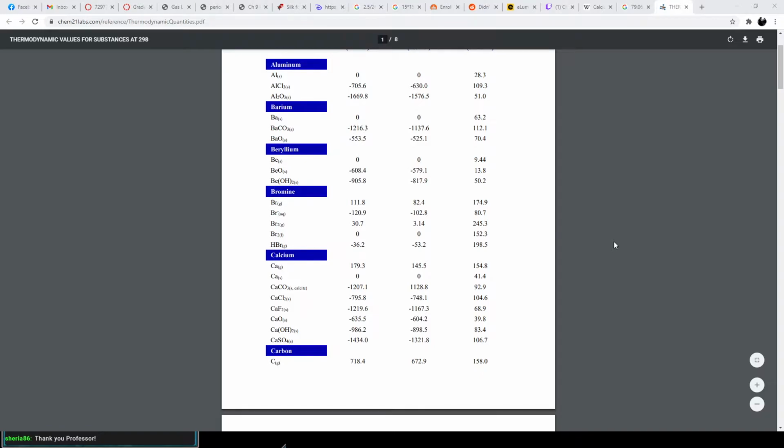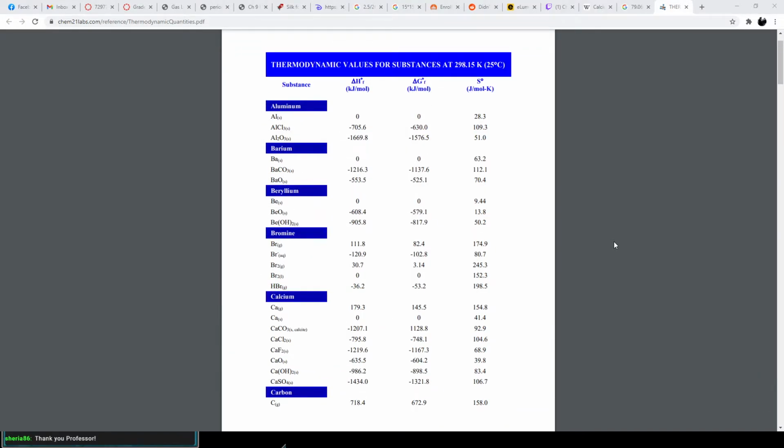Okay, so let's go ahead and look at all these things. So we have aluminum oxide there, as we can see. I'm just going to go ahead and write that one down. That's negative 1669.8 grams per mole.